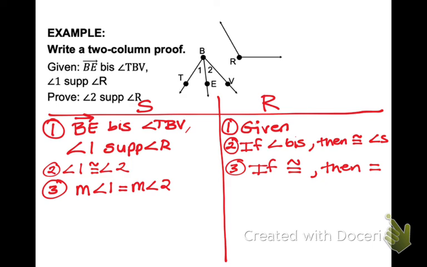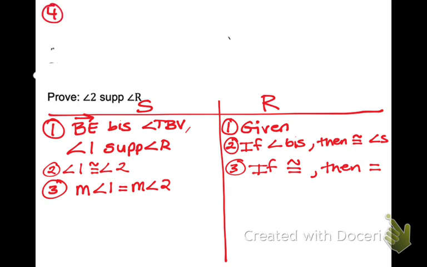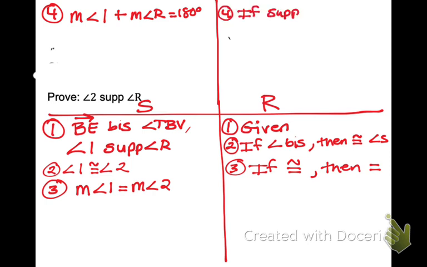So now let's take care of the supplementary component, which we already kind of started talking about. Let me get up here to the top so the back of the room can see. I miss having my horseshoe of you guys so everybody can just see the board. Okay, so line 4, we were told that 1 and R were supplementary, which means that the measure of angle 1 plus the measure of angle R is equal to 180 degrees. So if sup, then add to 180 degrees.